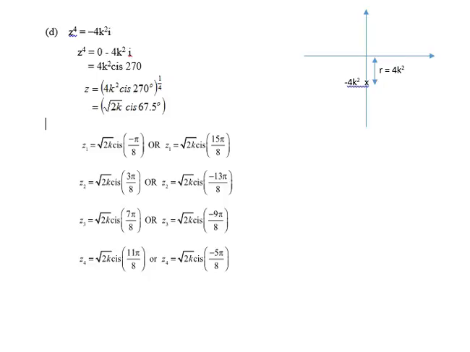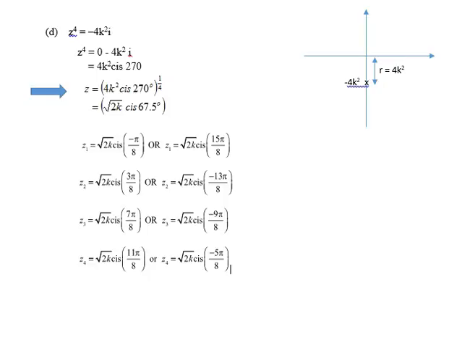y-axis. And the value of r is the length of that, which is just 4k squared. Not the negative 4, just 4k squared. It's the length, the modulus of the complex number. The argument would be 270, or negative 90, negative pi over 2, anything equivalent. So I'm starting off with z to the 4 equals 4k squared cis 270.